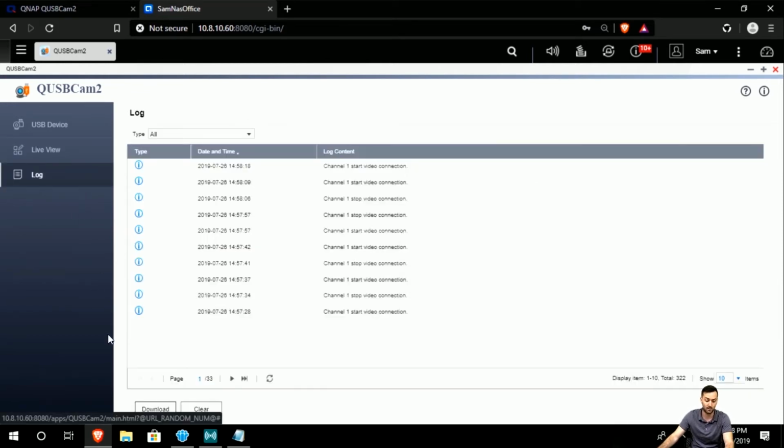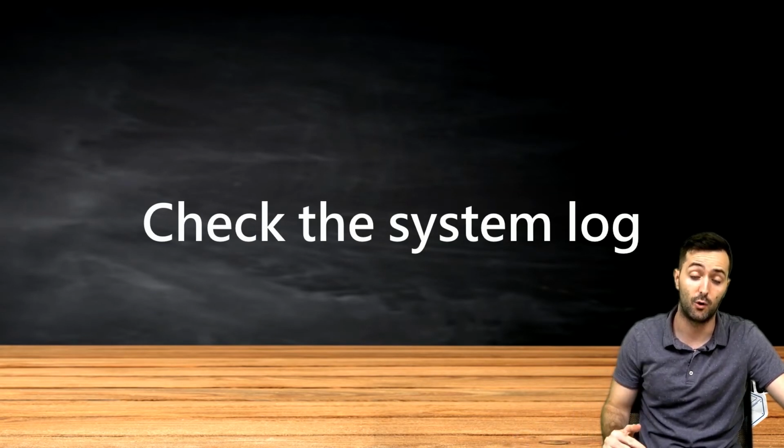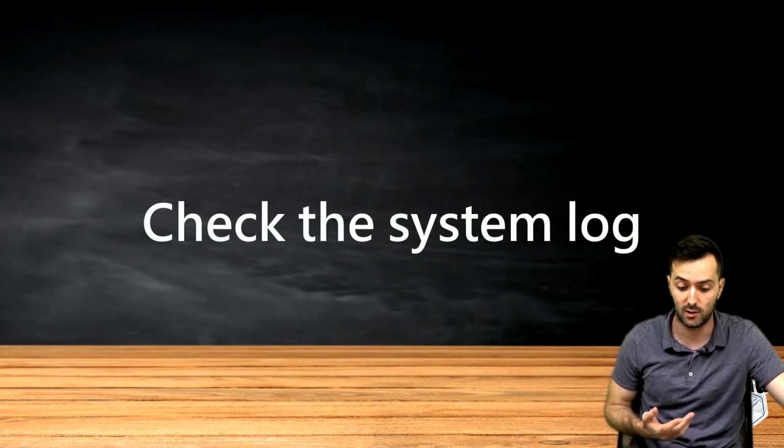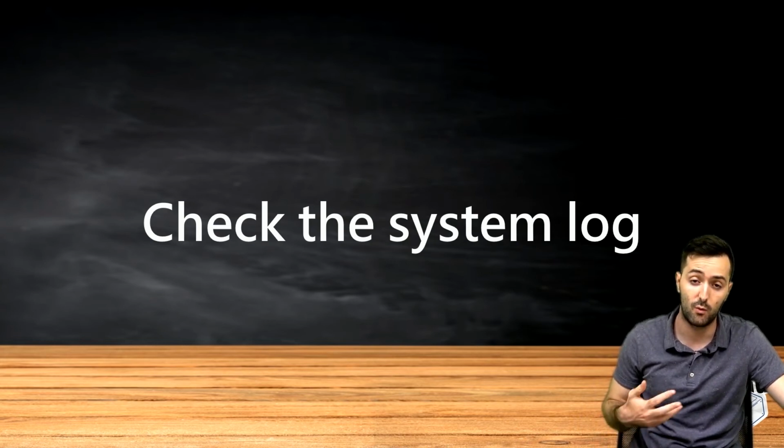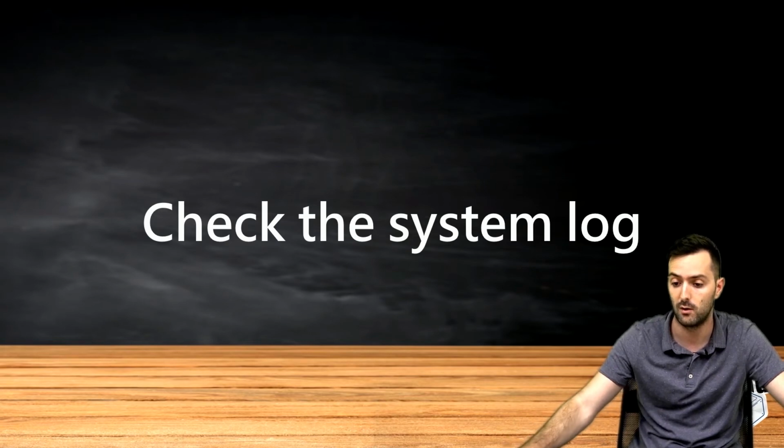Another important and really useful part would be checking the system logs, as the system logs can give you a lot of information. You can check who has been using the camera, what has been happening to the cameras, and so on and so on.